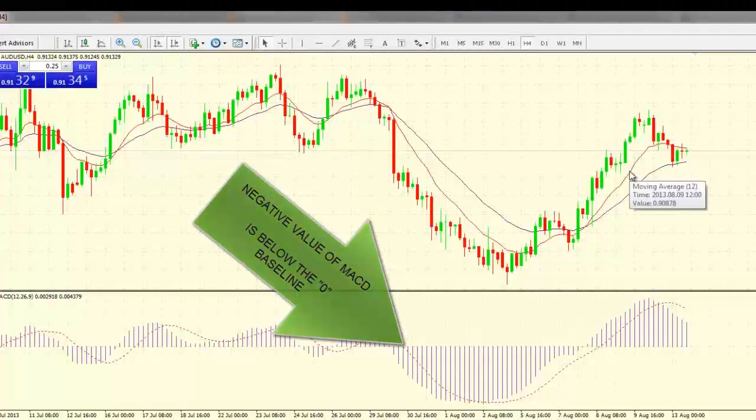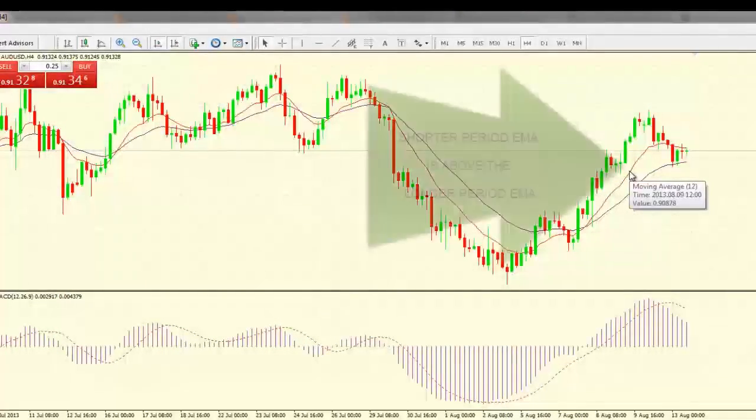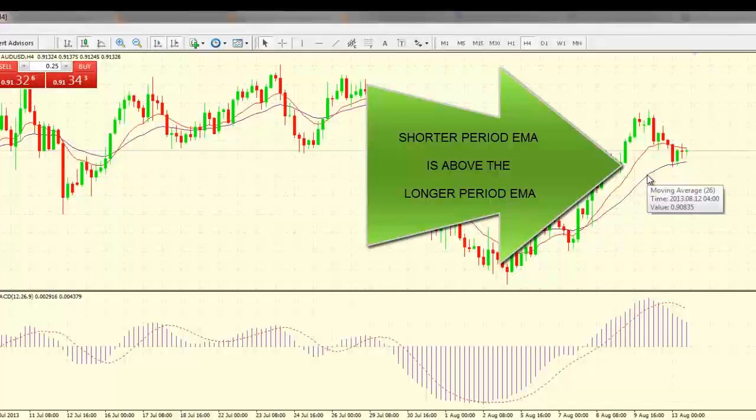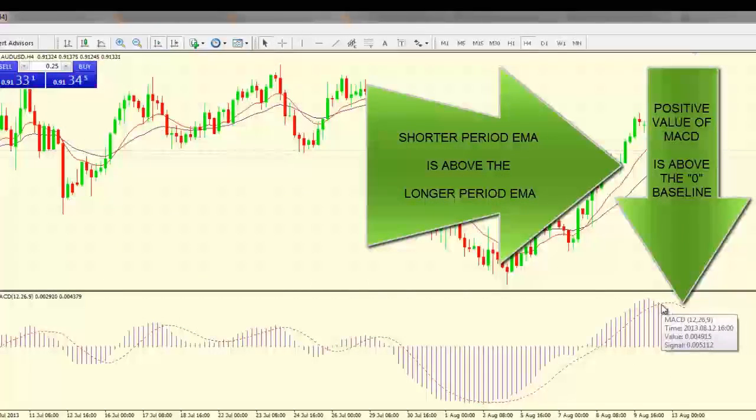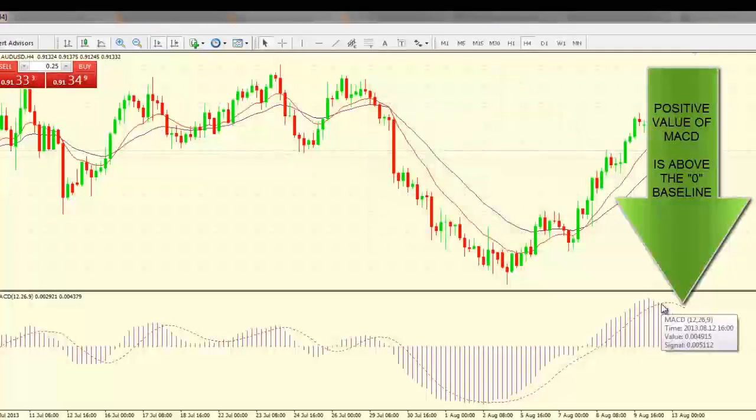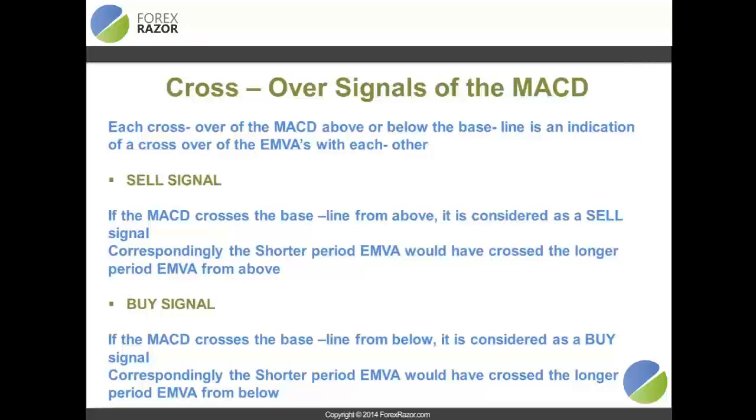Similarly, whenever the shorter period moving average is above the longer period moving average, the MACD corresponding to that is positive and above the zero baseline. Now, whenever the two moving averages of the MACD indicator cross each other, it is generally considered as a trade signal. Each crossover of the moving averages among each other is represented as a crossover of the MACD indicator above or below the zero baseline.